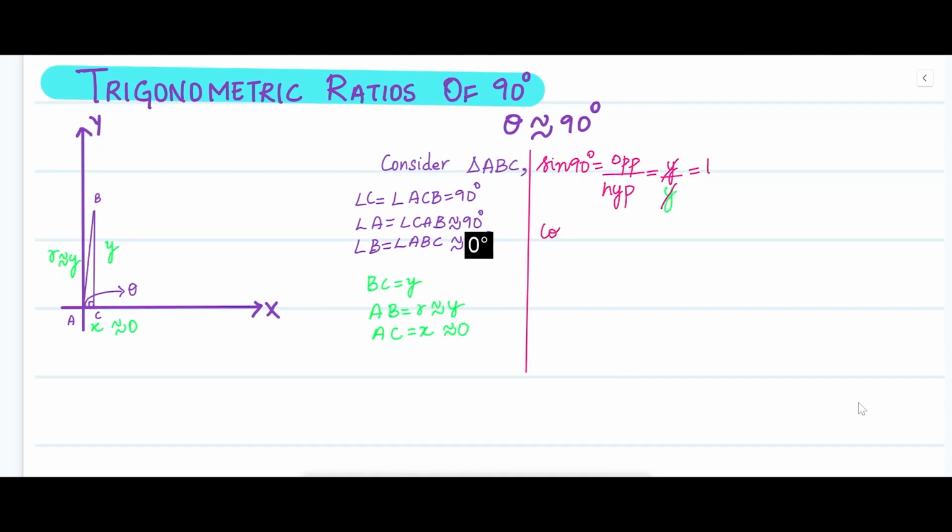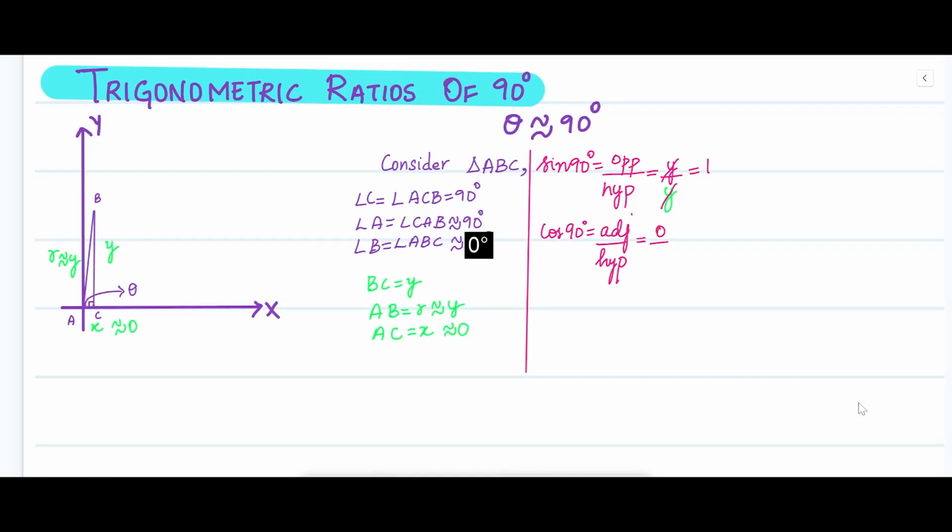Next one is cos 90 degrees. The definition of cos theta is always adjacent divided by hypotenuse. The adjacent side of the triangle is the side which is adjacent to angle theta. This is our theta. The side of the triangle which is adjacent to our angle theta is side AC. We cannot consider this side AB to be the adjacent side because side AB is opposite to our angle 90 degrees, and this side is considered the hypotenuse side of the triangle. The adjacent side of the triangle has a value almost equal to 0.